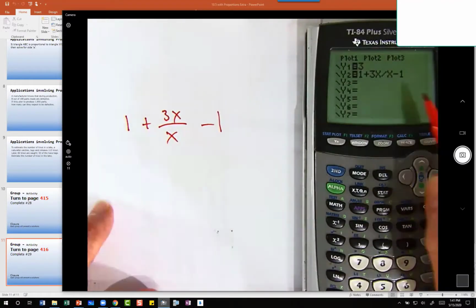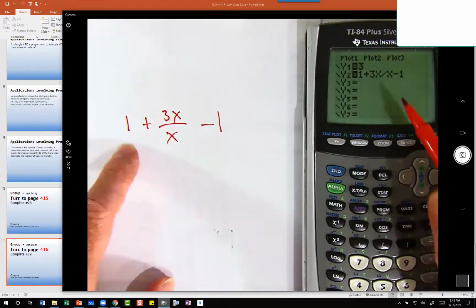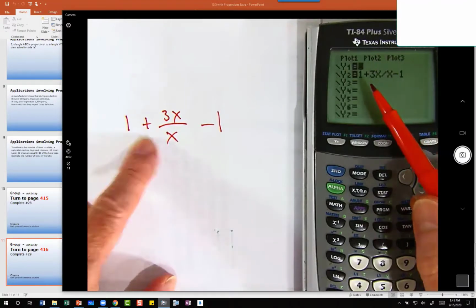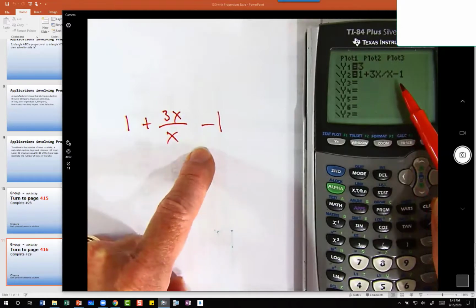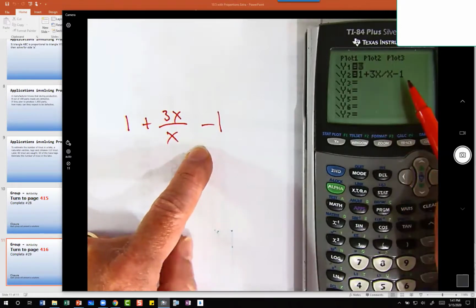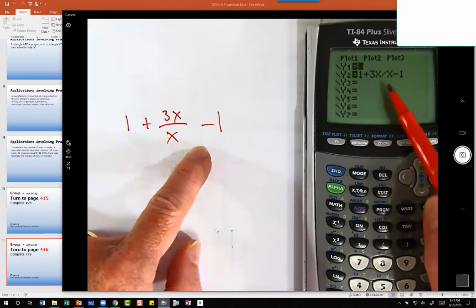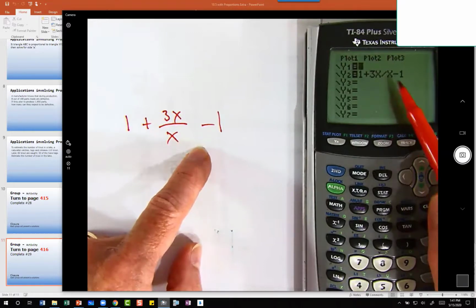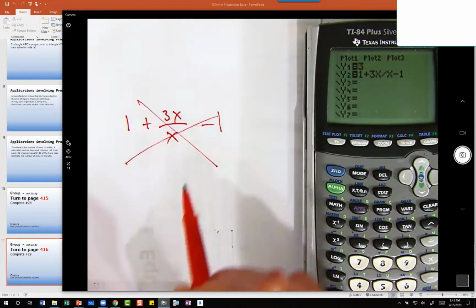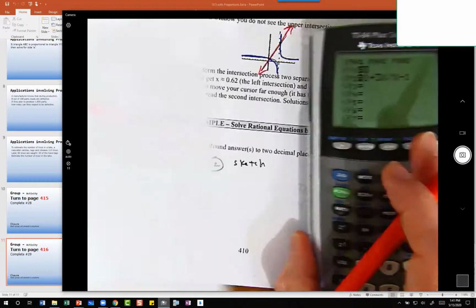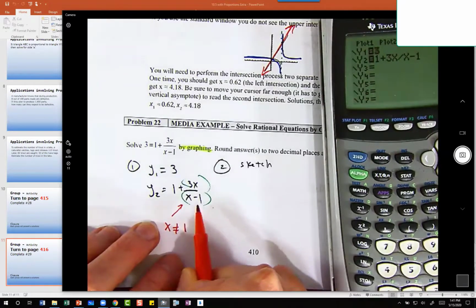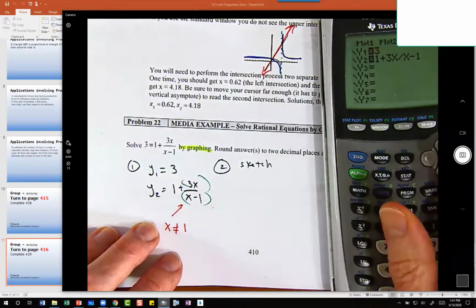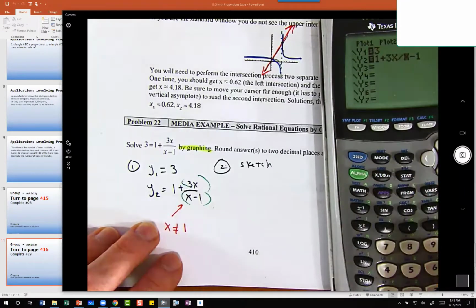It's going left to right and doing the order of operations. 1, then it's taking 3x divided by x, and then after that it's doing 1 because it did the order of operations. And the division is before the subtraction, and this is not my equation. The only way to get my equation is to do the group first, x minus 1 first, and that means I need parentheses on the bottom, x minus 1.